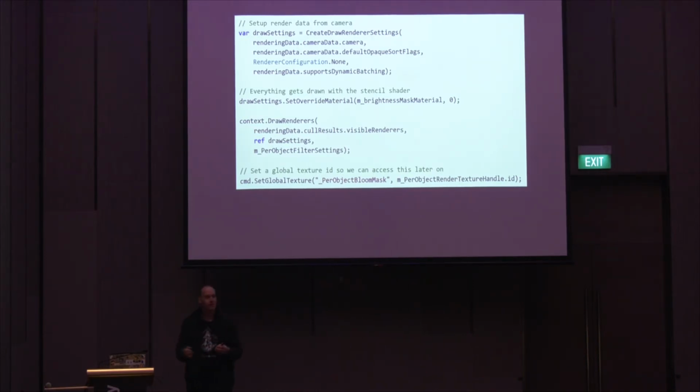The second step here is I set an override material. So that means everything in the scene now is going to be rendered with my stencil material, that one I created before. So anything I render now is just going to render black onto this buffer.